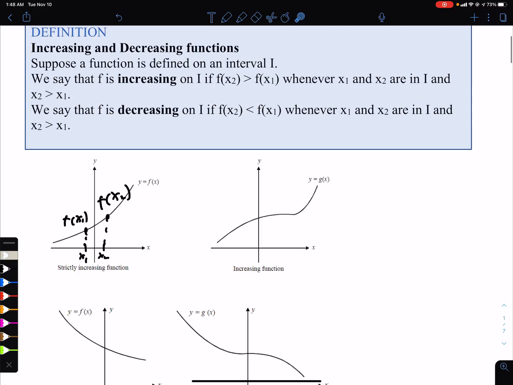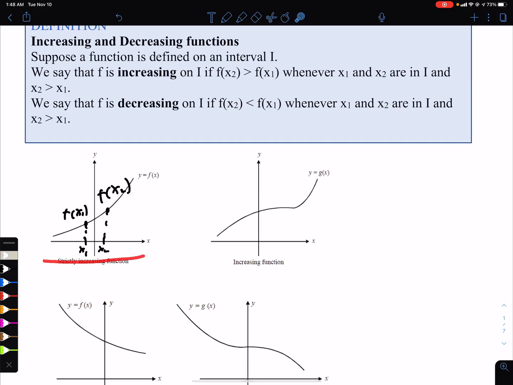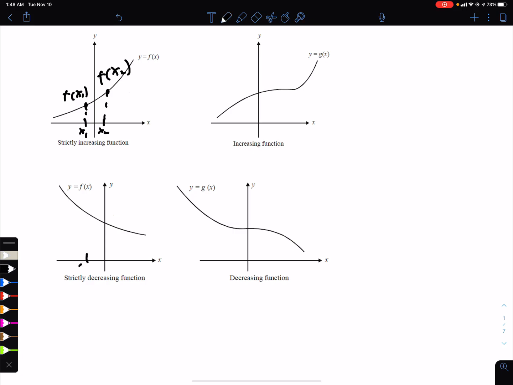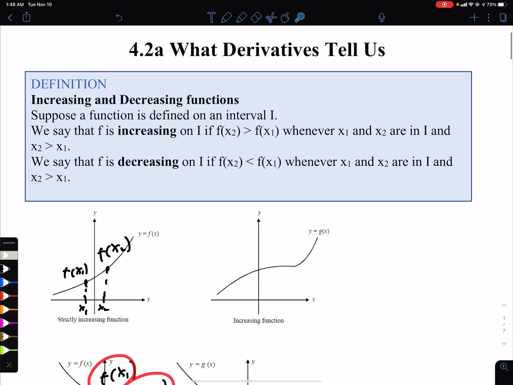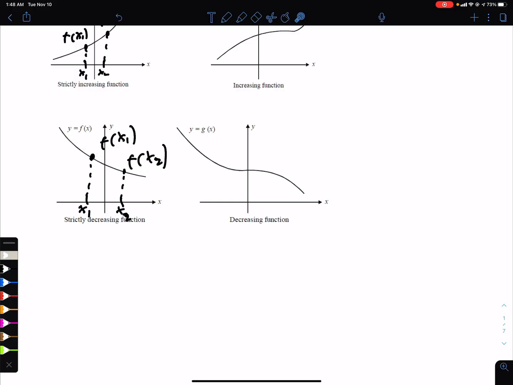This is all you have to realize: increasing and decreasing depends on you moving left to right. As you're moving from left to right, if the points are getting bigger, it's increasing. And here, you have an x1 and an x2, and they could be anywhere as long as x2 is bigger than x1. That would be f of x1, and that would be f of x2. If f of x2 is smaller than f of x1, then you are decreasing, as long as you pick 2 points where x2 is to the right of x1. So as you move left to right, decreasing.